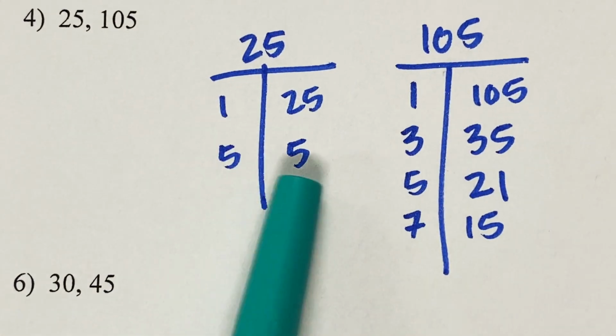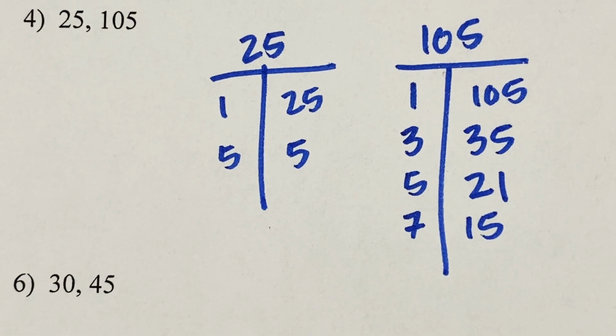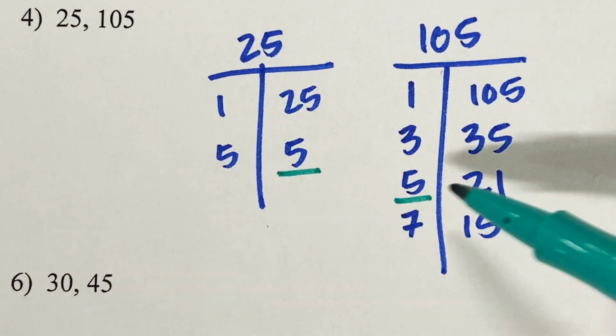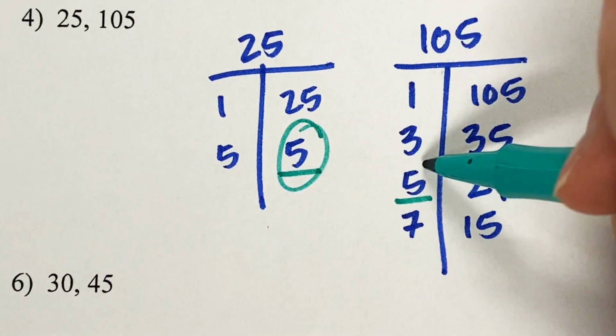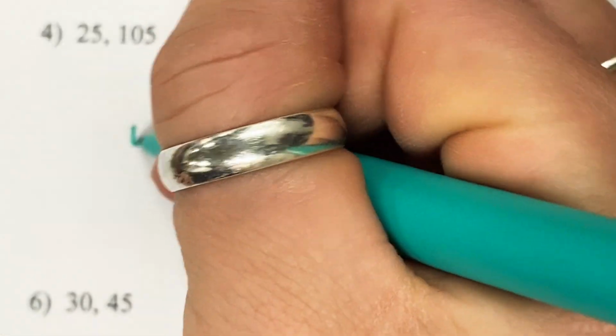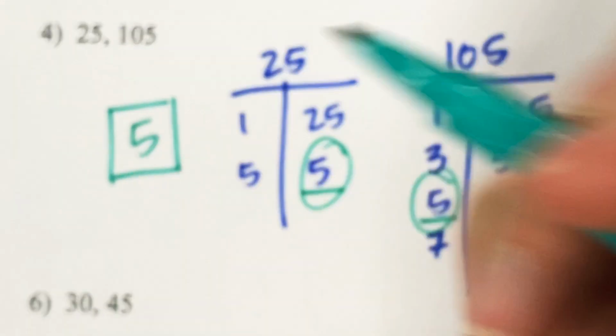So what is the biggest number that's on both of these lists? Okay, I see 5 and 5, and that's it. So our greatest common factor for 25 and 105 is 5.